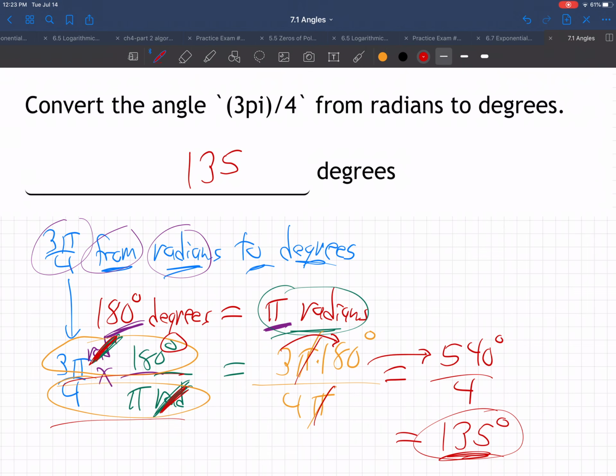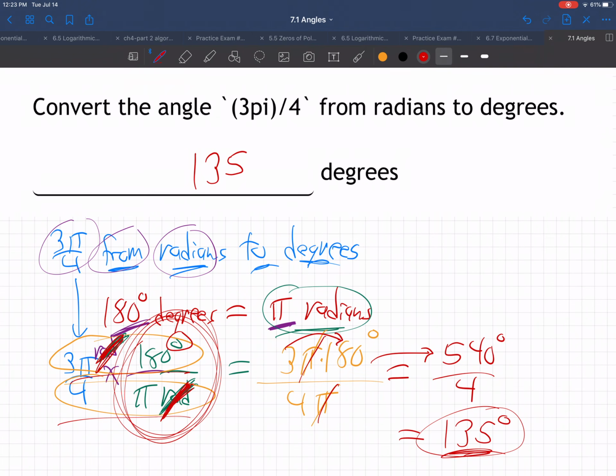So the key is knowing which way to put this fraction. This fraction is always the bridge between the two worlds, radians and degrees. And the way you do it is you put on the bottom what you want to get rid of.